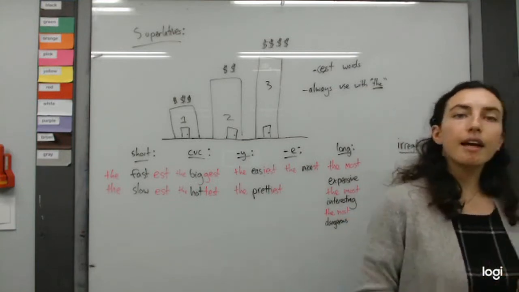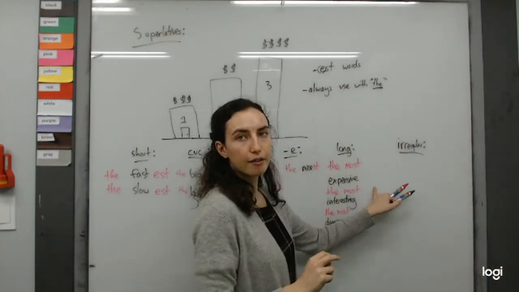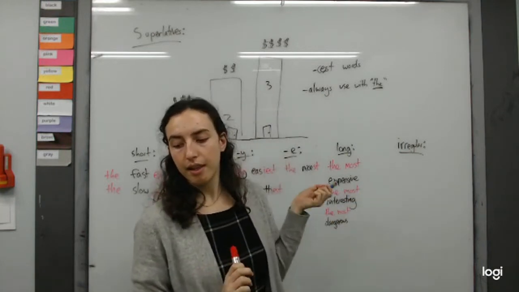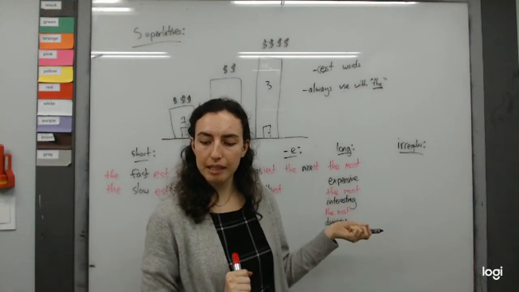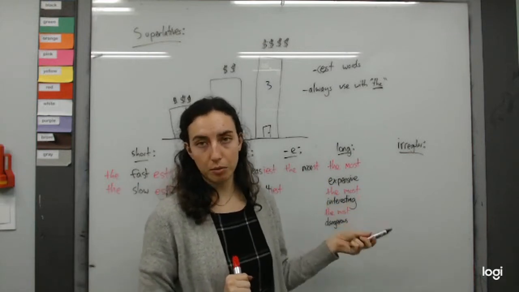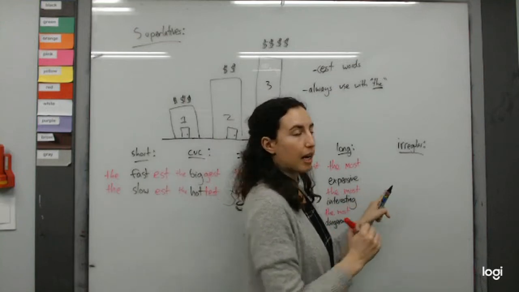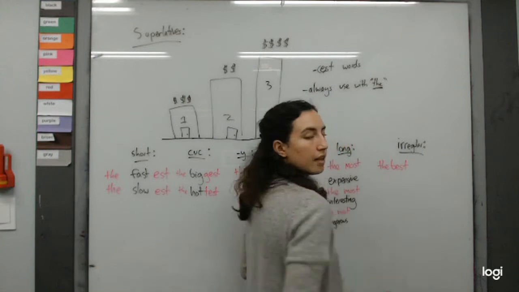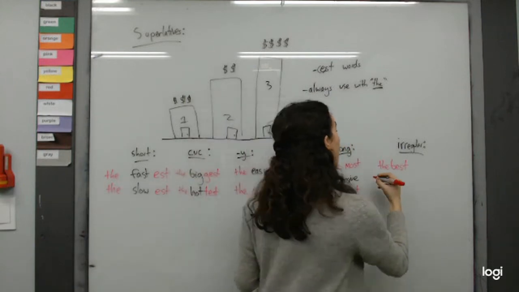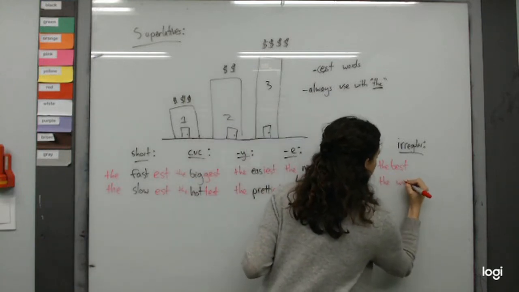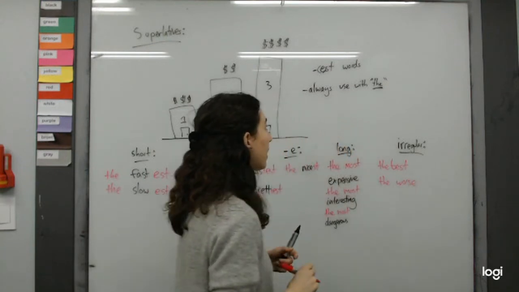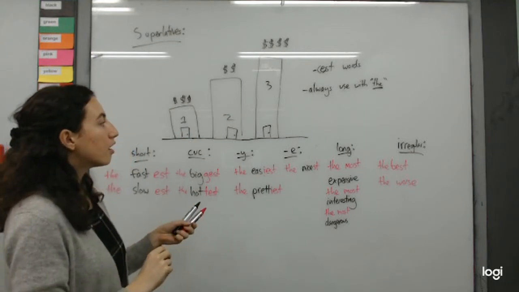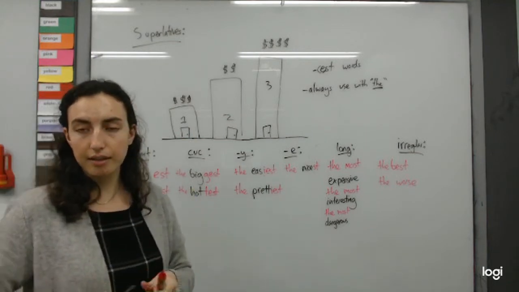Okay. And the last ones that we have are irregulars. So we remember from the last part that good for comparatives becomes better and bad becomes worse. For here, better becomes best, the best, and worse becomes the worst. Okay. So that is all the lesson. Let's practice making some sentences.